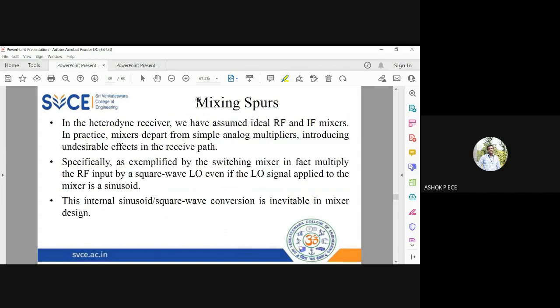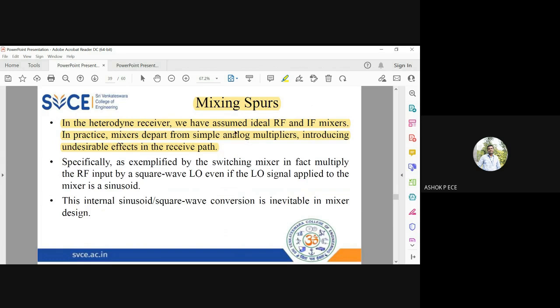So now we are going to see what mixing spurs are. In the heterodyne receiver, we have assumed ideal RF and IF mixers. Ideal mixers means they will not have any loss and they will just produce sum and difference components. It is not mathematically always that they will produce sum and difference components alone, but they might produce other frequency components also. So in practice, the mixers will deviate from analog multipliers, introducing undesirable effects in the receive path.